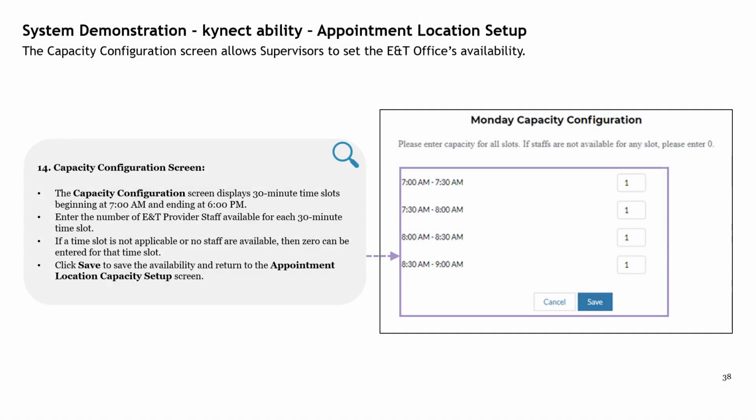The capacity configuration screen for each day of the week displays 30-minute time slots beginning at 7 a.m. and ending at 6 p.m., entering the number of ENT provider staff available for each 30-minute time slot. If a time slot is not applicable or no staff are available, then 0 should be entered for that time slot. If the ENT office is closed on a particular day, then 0 should be entered for each time slot. Click Save to save the availability and return to the appointment location capacity setup screen.